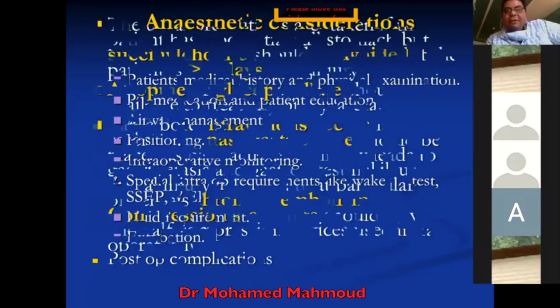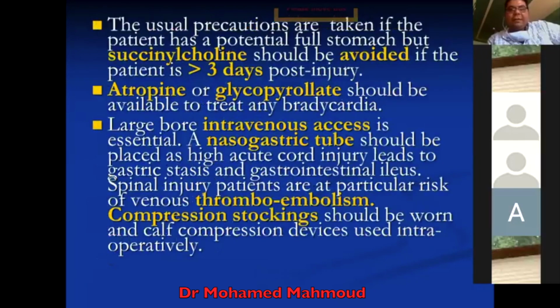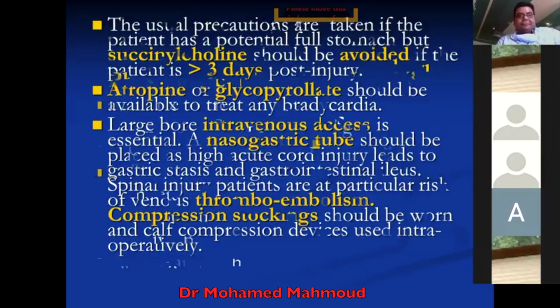The usual precautions are taken if the patient has a potential full stomach, but succinylcholine should be avoided if the patient is more than 3 days post-injury. Atropine or glycopyrrolate should be available to treat any bradycardia. A large-bore oral gastric tube should be placed, as high acute cord injuries lead to gastric stasis and gastrointestinal ileus. Spinal injury patients are at particular risk of venous thromboembolism; compression stockings should be worn, and calf compression devices should be used intraoperatively.